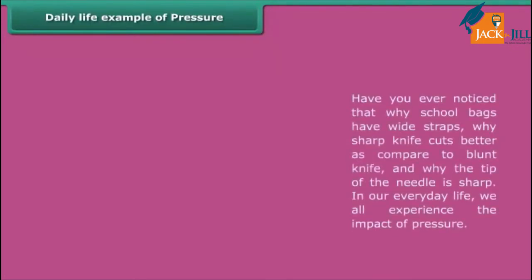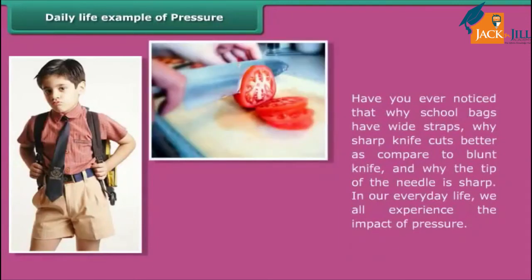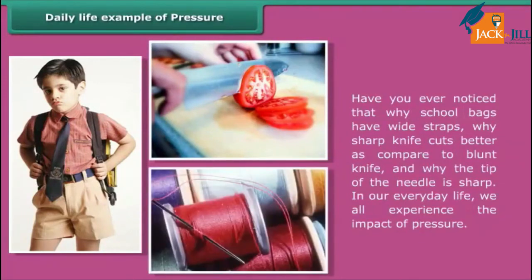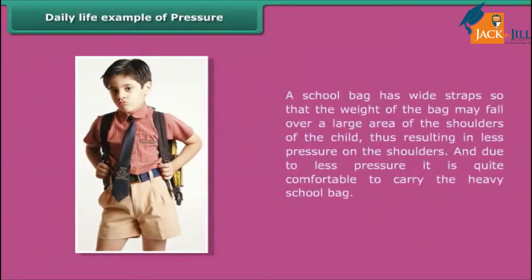Have you ever noticed that why school bags have white straps? Why sharp knife cuts better as compared to blunt knife? And why the tip of the needle is sharp? In our everyday life, we all experience the impact of pressure. A school bag has white straps so that the weight of the bag may fall over a large area of the shoulders of the child, thus resulting in less pressure on the shoulders. And due to less pressure, it is quite comfortable to carry the heavy school bag.